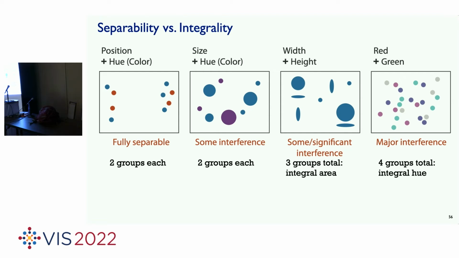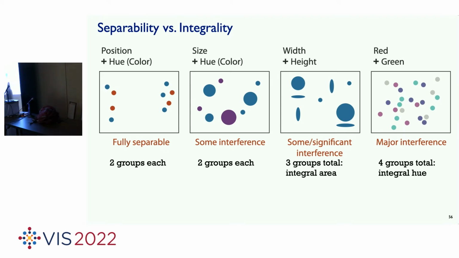Position and color are really separable. You can either attend to the idea that there's stuff on the left and stuff on the right, or you can attend to the idea that there's blue stuff and red stuff. And you can just choose which you want to pay attention to. They're fully separable. It's very easy to just switch your attention system to either one. Things get trickier.